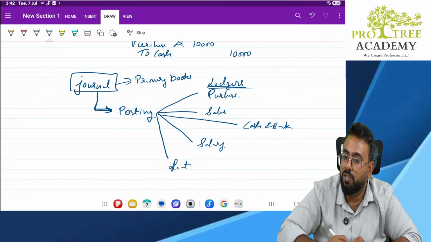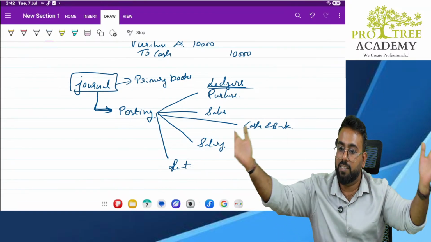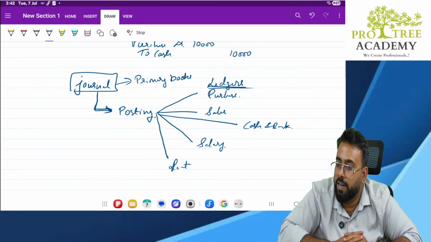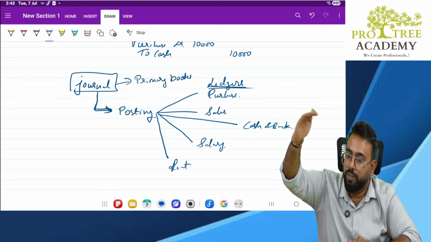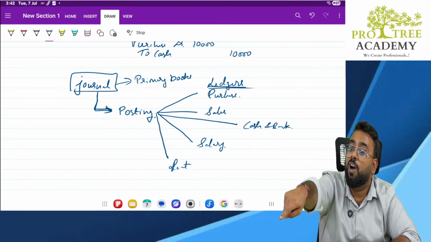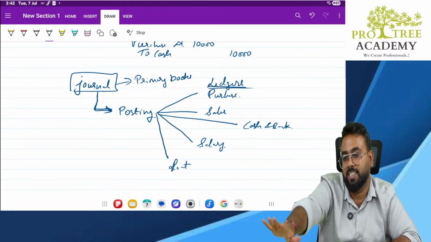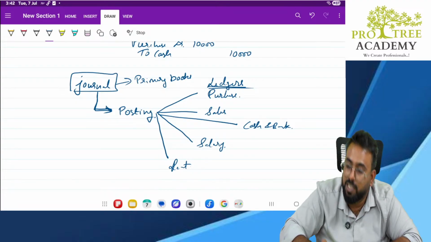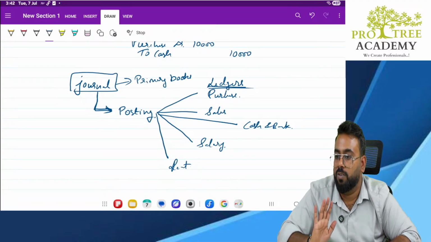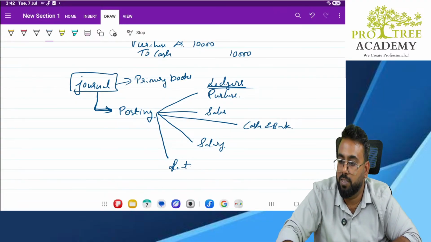So what does this ledger do? This ledger classifies the transactions into different heads. Clear? Now can you say how much sales, how much purchase you made? Yes. It is easy to say, because for how much sales I made, go to the sales account. How much purchase you made, go to the purchase account.